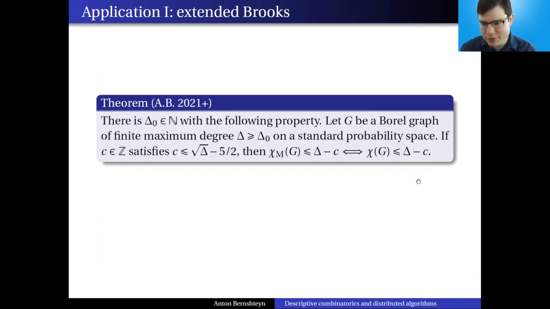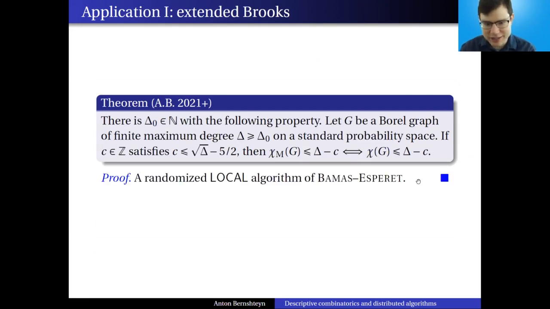And how does one prove this? Well, once you know this connection with distributed algorithms, the proof is one line. Here it is. Bernshteyn and Esperet, based on the work of Molloy and Reed, recently constructed a randomized local algorithm that runs in little o of log n rounds, that given a graph of maximum degree delta and with chromatic number at most delta minus c, where c satisfies the same condition as here, produces a coloring with this many colors. So just by knowing that the coloring exists, it actually finds such a coloring.